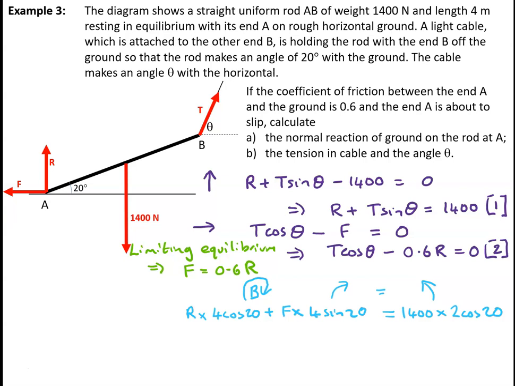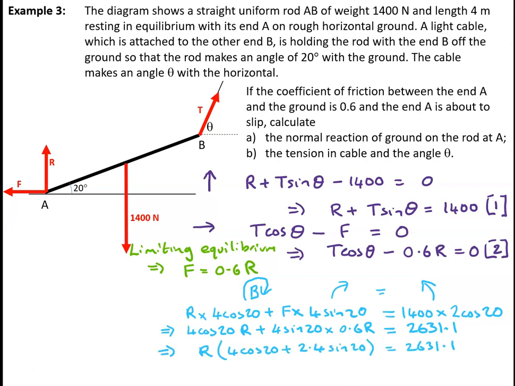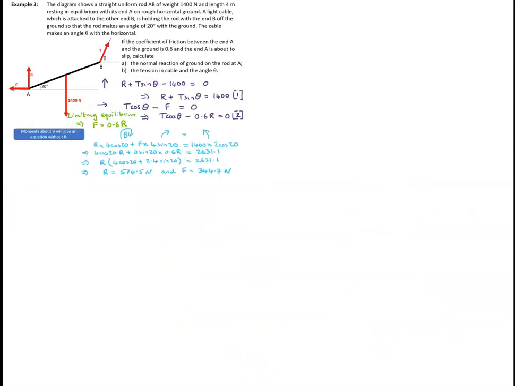We know that F is 0.6 R, so we can rewrite the left hand side as 4 cos 20 times R plus 4 sine 20 times 0.6 R, and that has to equal 2631.1. In other words, we've got R times (4 cos 20 plus 2.4 sine 20) must equal 2631.1, which gives me R equals 574.5 newtons, and F is 0.6 times R, so that's 344.7 newtons. So we've found the normal reaction, we've still got T to find.